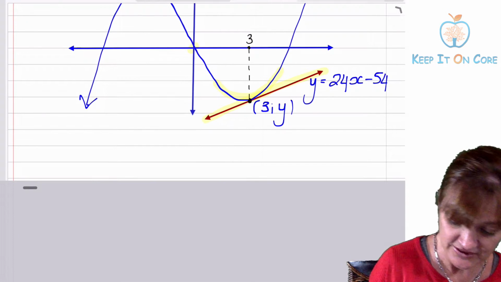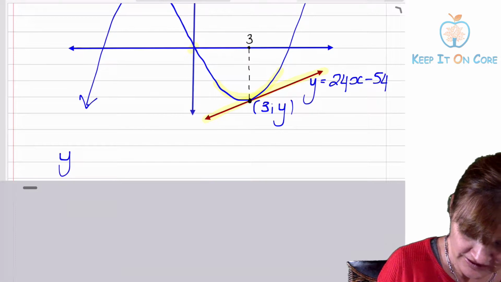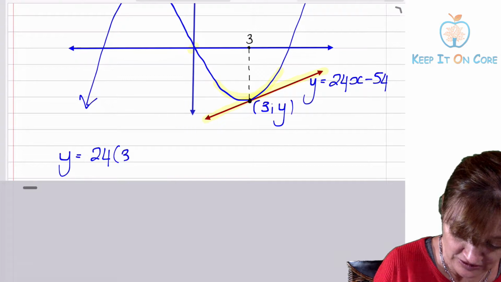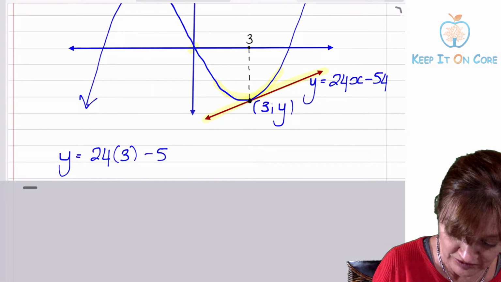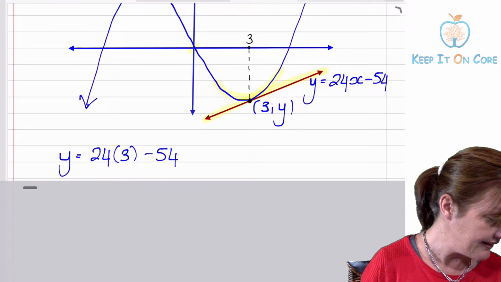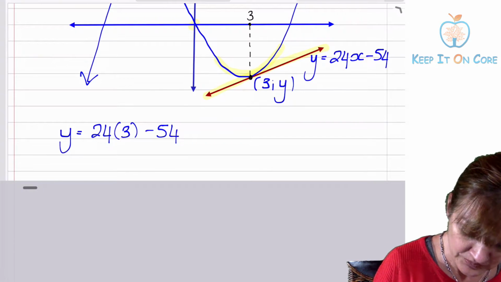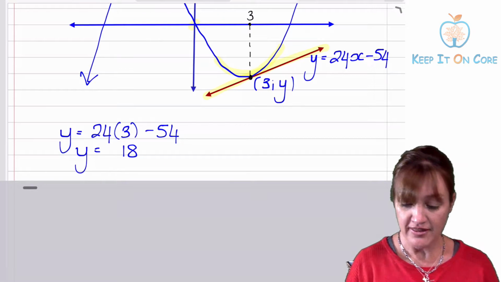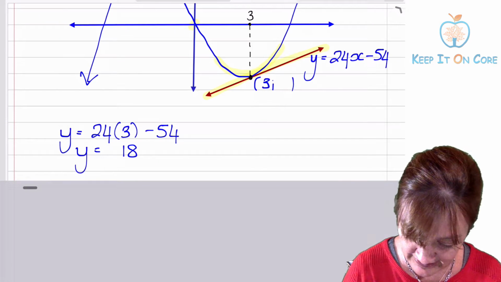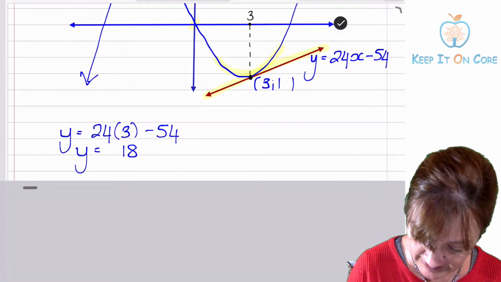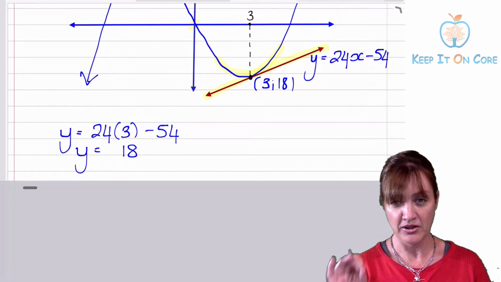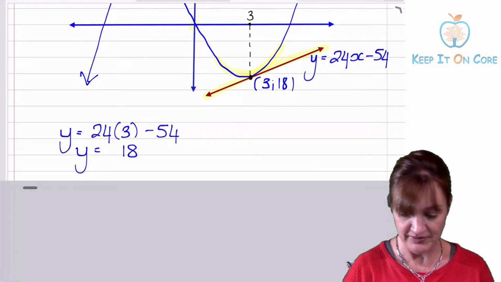So let's do that quickly. So I'm going to substitute in 24x. Instead of x, we're going to substitute 3, minus 54. And that is giving us a y coordinate of 18. Okay, so that's great. So let's remove that unknown y, and we're going to replace it with 18 because that is now my point of contact. Okay, all right, we're going to use that.